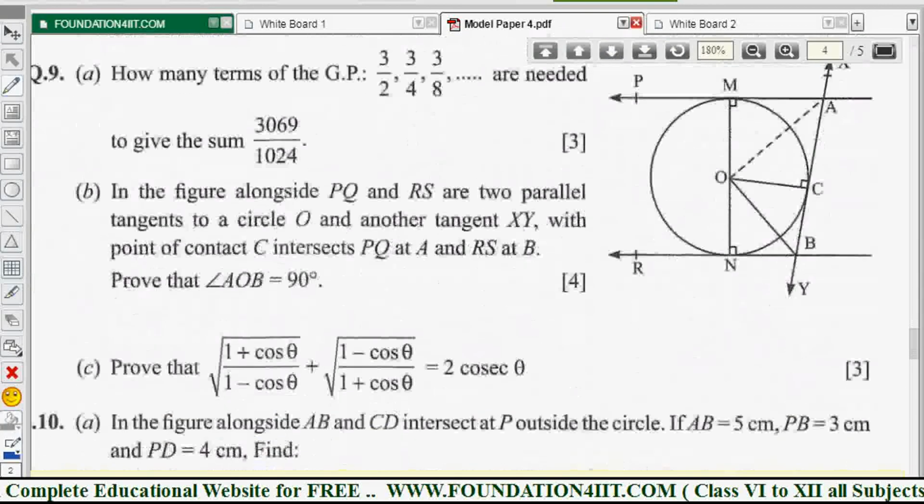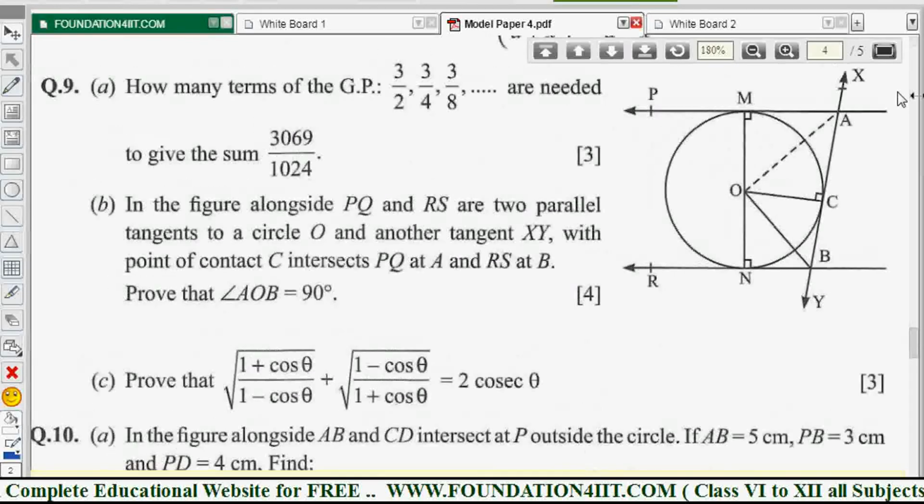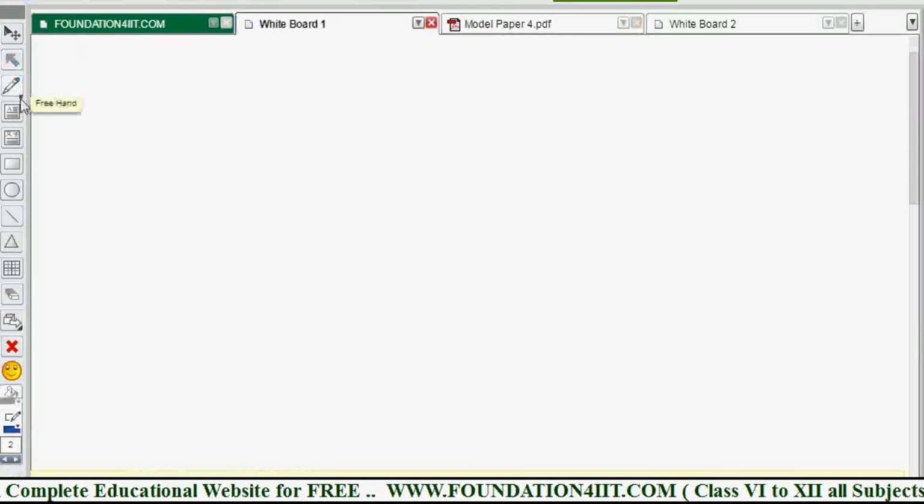Now let us solve the problems from question number 9. In question number 9, the first one is from geometric progressions. How many terms of the GP 3 by 2, 3 by 4, 3 by 8, and so on are needed to give the sum 3069 by 1024? So we'll use the sum of n terms in GP formula. Let us take the given sequence first.